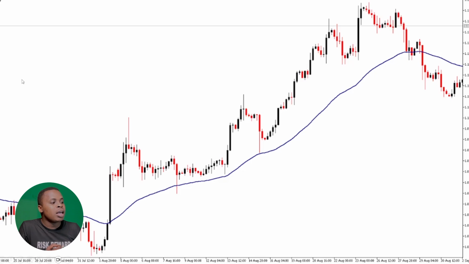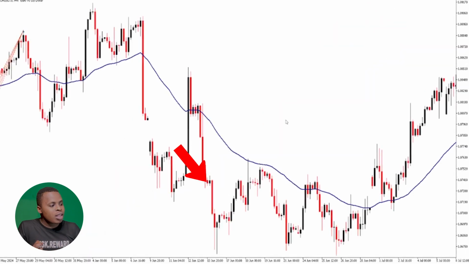price, that means the market is in an uptrend. On the other side, if the price is below the moving average and the moving average is above the price, that shows you that the market is in a downtrend. But this is different depending on which type of moving average you are using, right?